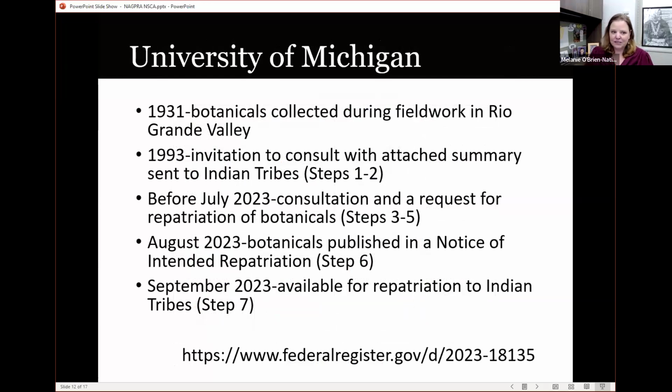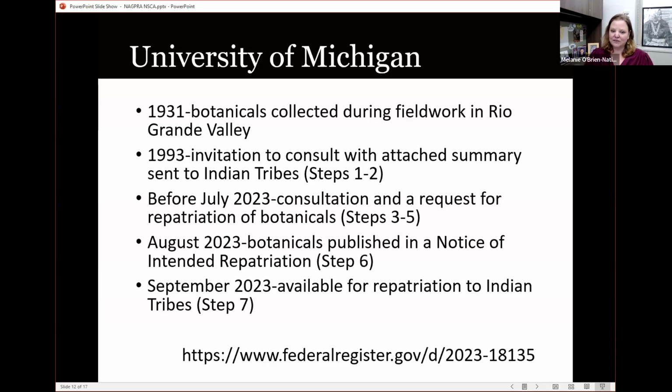This example comes from the University of Michigan, that in 1931, botanicals were collected during field work in the Rio Grande Valley. And in 1993, the University of Michigan sent invitations to consult to Indian tribes broadly about the collection, including botanicals in the collection. That's steps 1 through 2 in the process. At some point before July of 2023, consultation occurred, and the tribes made a request for repatriation of those botanicals. That's steps 3 through 5.